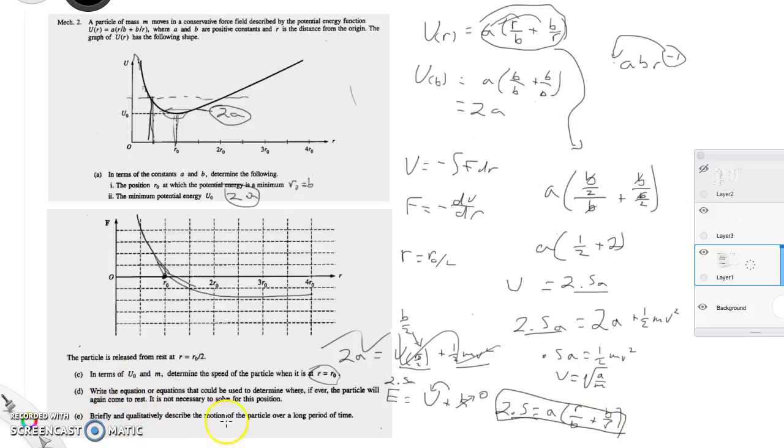And so this would be the answer to part D here. And then it says to briefly describe the motion of the particle over a long period of time. Well, as I said, it's going to oscillate back and forth because it has enough energy to go up to here, but it can't get away. Like if you had something stuck between two hills and there was no friction to slow it down, it would just go back and forth until something took that energy away. So it's going to roll back and forth, back and forth, back and forth.